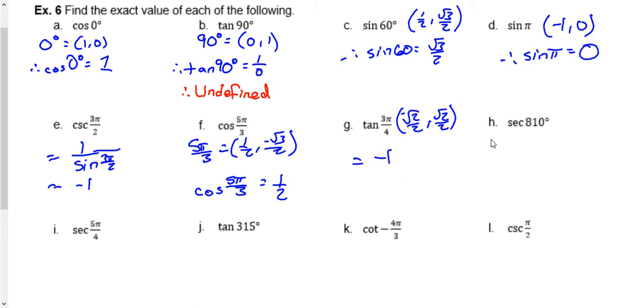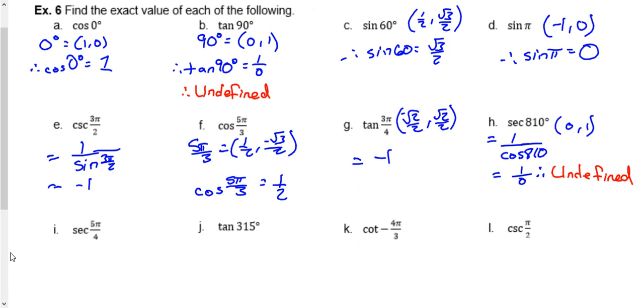Over here, secant is the same thing as saying 1 over cos of 810 degrees. So this one here might be a bit tricky, but all you have to do is just keep going around in your unit circle. 810 gets you to a coordinate of 0, 1. Cos is going to be that x value, so this is now just really 1 over 0. Therefore, you are undefined. On H there.